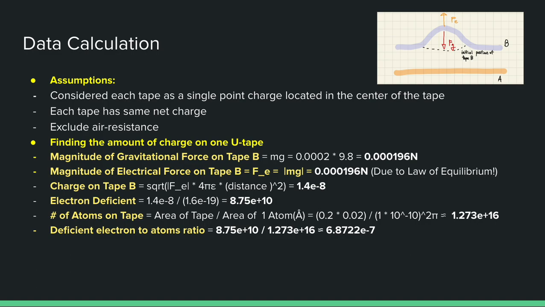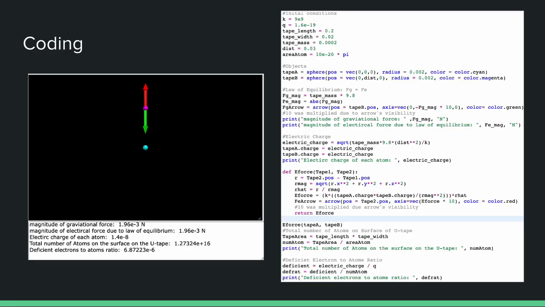The electron deficiency can be calculated by dividing this charge on tape B by the single electron's charge, which gives 8.75 e to the power of 10. The number of atoms on the tape can be calculated by dividing the area of the tape by the area of one atom, in this case 1.273 e to the power of 16. And the deficient electron to atoms ratio is calculated to be 6.8722 e to the power of minus 7.